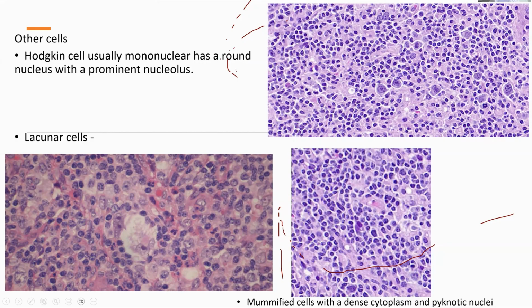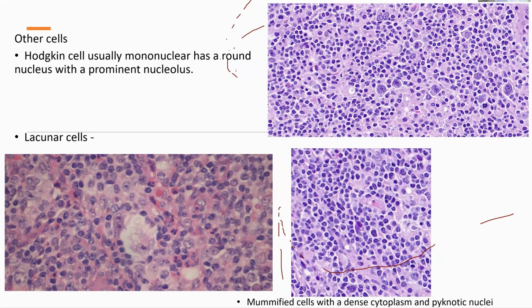And sometimes you have a lacunar cell, where you have a surrounding halo around the nucleus with some vacuolation of the cytoplasm, forming a lacuna. Or sometimes you will have these mummified cells, which have dense cytoplasm and pyknotic nuclei. So these are the typical cells that you see in Hodgkin's lymphoma. These are the larger atypical cells that you will be looking for.